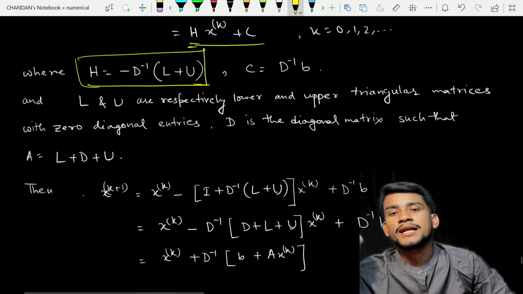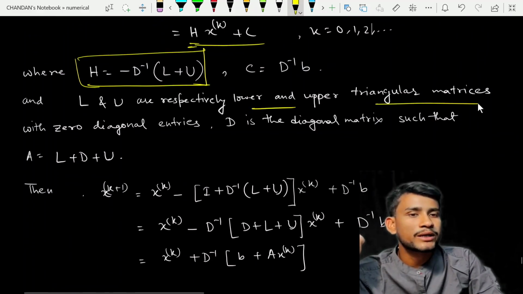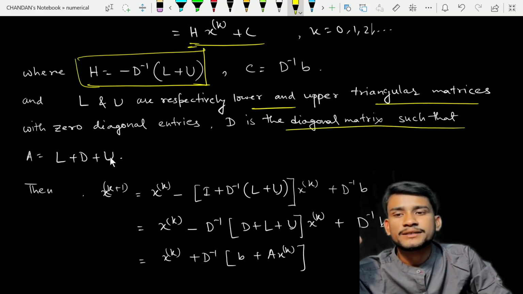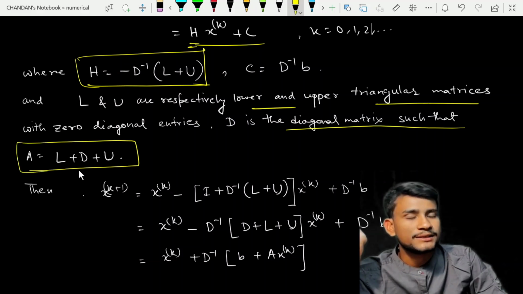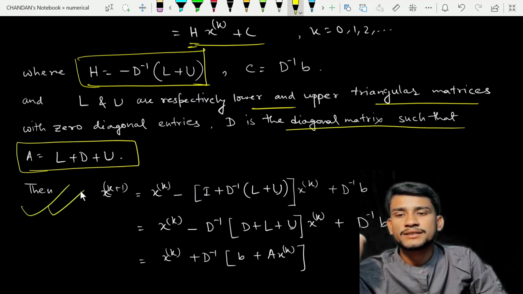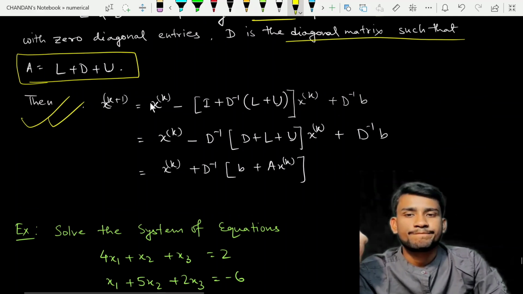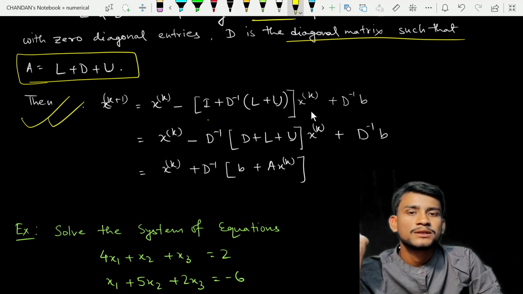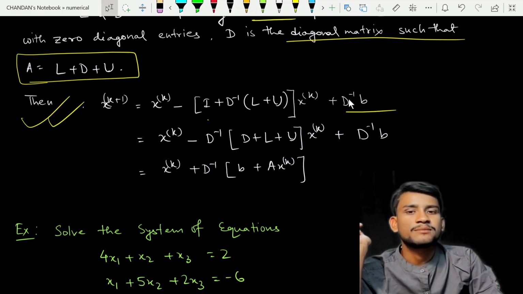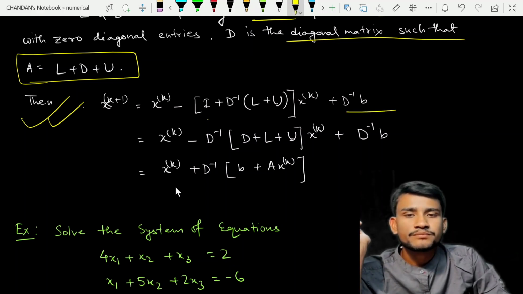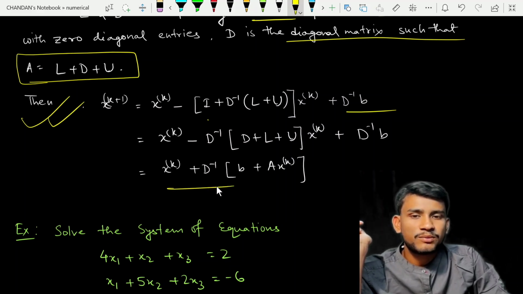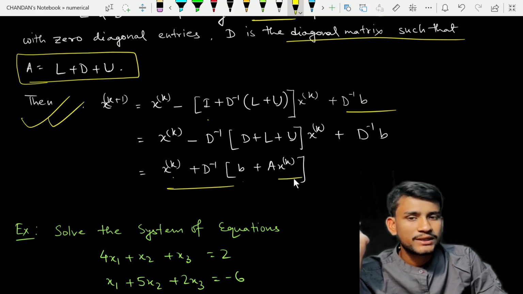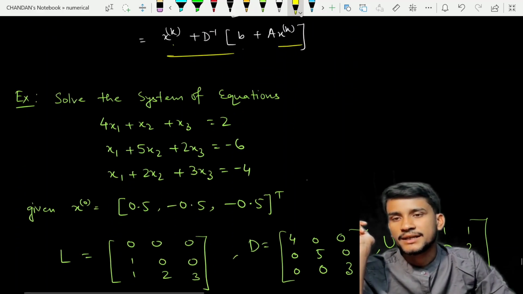L and U respectively are the lower and upper triangular matrices with zero diagonal entries, and D is the diagonal matrix such that A is equal to D plus L plus U. So this is the iteration scheme. We can write x^(k+1) equal to x^k minus (I plus D inverse (L plus U)) x^k plus D inverse b. That is, x^(k+1) equal to x^k plus D inverse times (b minus A x^k). This is the iteration scheme.